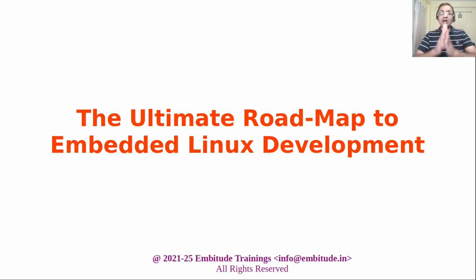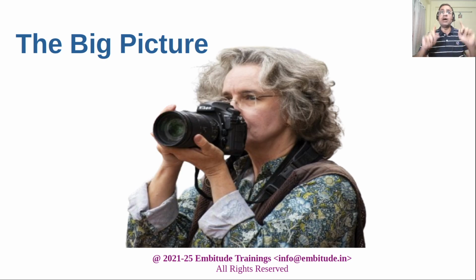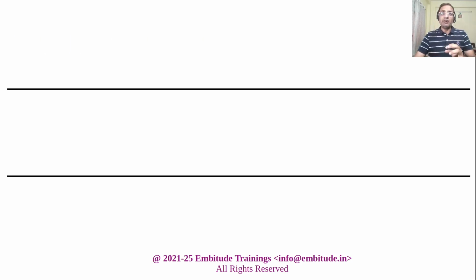Now, let's get started. So here is the ultimate roadmap to embedded Linux development. Before we get there, it is very important to understand how the embedded Linux system looks end to end. So let's first look into the big picture. Here what you will notice is that your embedded Linux system, or a Linux system, is divided into three spaces. The first one of them is of course the hardware space.